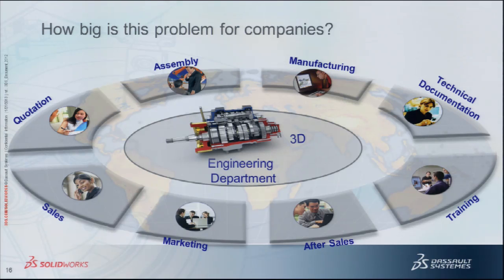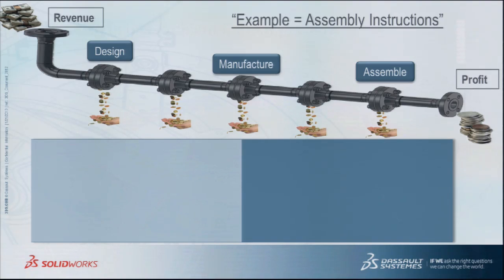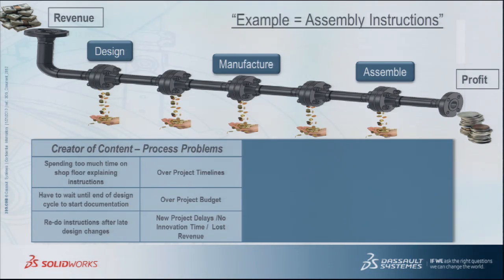And if we break down just one area out of all these different stakeholders that have to explain the process or procedure, you can see the compounding effect that companies have. For instance, we know a big problem in companies from our customers is assembly instructions on the shop floor. You got the group that creates this content, and they're going to have all these process problems on how to get this created. The guys are spending too much time on the shop floor. They got to wait till the end of the design cycle. Then comes the whole late design change and they have to recreate that.